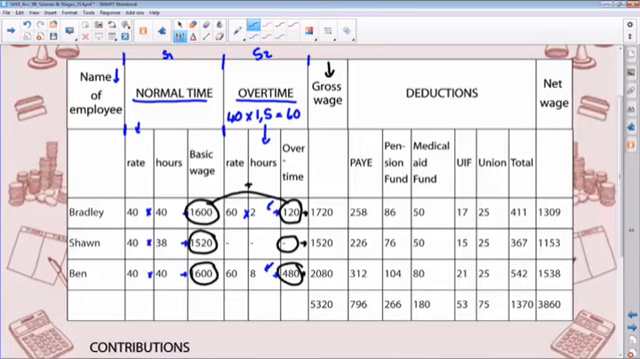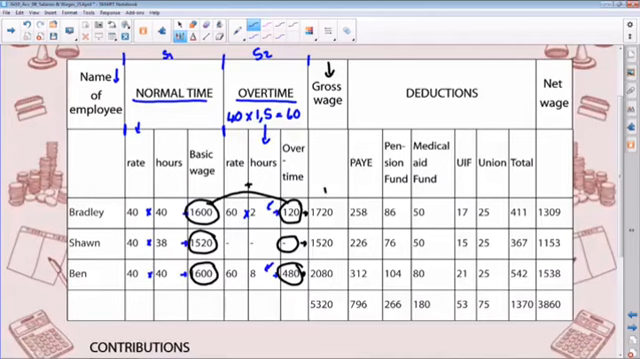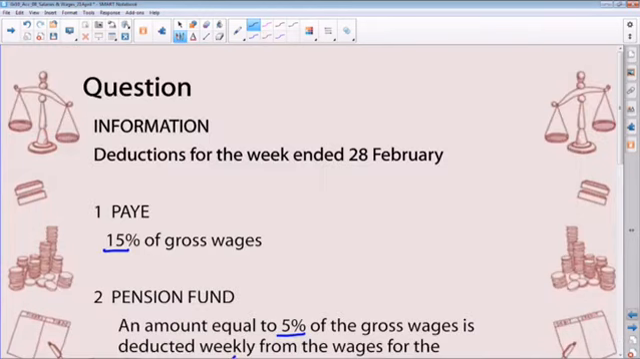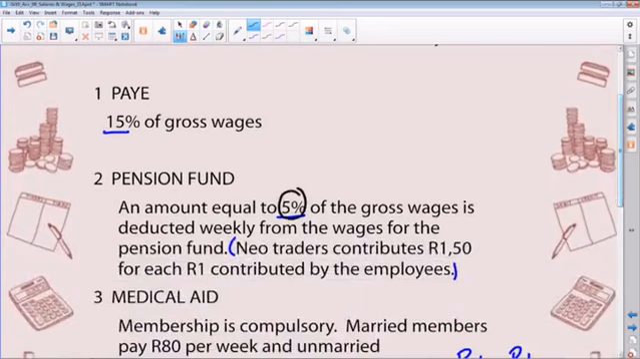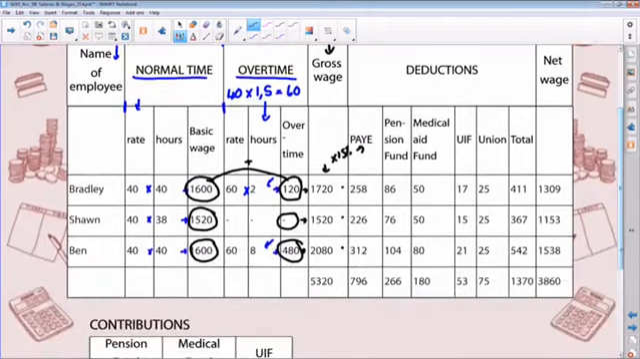Now, can you remember the percentage that we need to pay over to SARS on their gross wage? It's 15%. So again, take your calculators and say 1,720 times 15%. Then you will get your pay-as-you-earn amount. And as you can see, I'm going to do it with each employee. And therefore, each employee will have a deduction of pay-as-you-earn. Pension fund, if you go and look at the information, I just want to show you again so that you're not confused. The pension fund, again, is 5%. So again, you take your calculator. It's very easy. You take the gross wages. So you take these three amounts and you times by 5% to get your pension fund deduction.